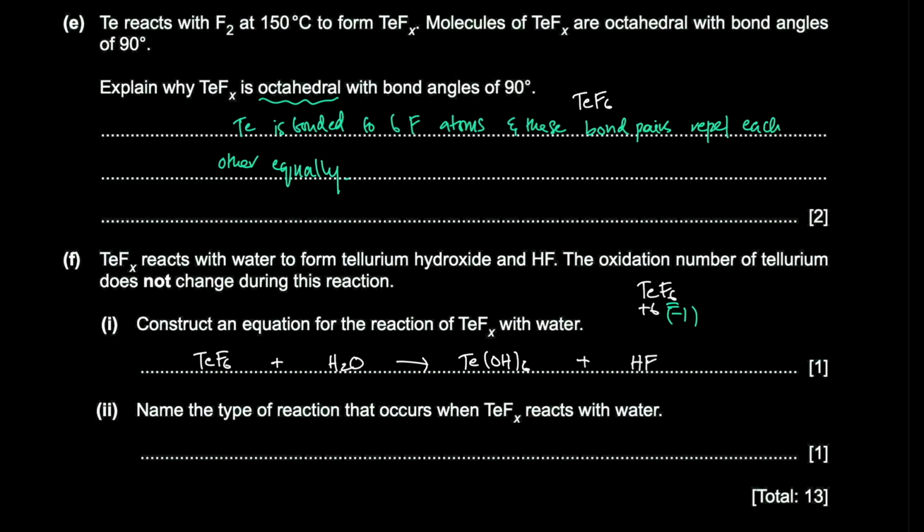To balance this, we have 6 fluorines here, so we're going to have 6 HF. And now we have 6 plus 6, that's 12 hydrogens, so we're going to have 6 H2O. Okay, and the equation is balanced.